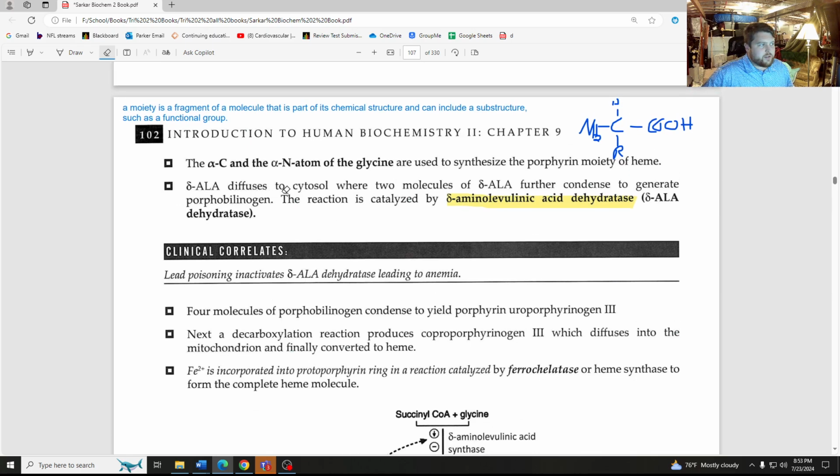Delta ALA diffuses to cytosol, where 2 molecules of the delta ALA further condense to generate porphobilinogen. This reaction is catalyzed by the delta aminolevulinic acid dehydratase. Again, one of the enzymes we'll want to remember.